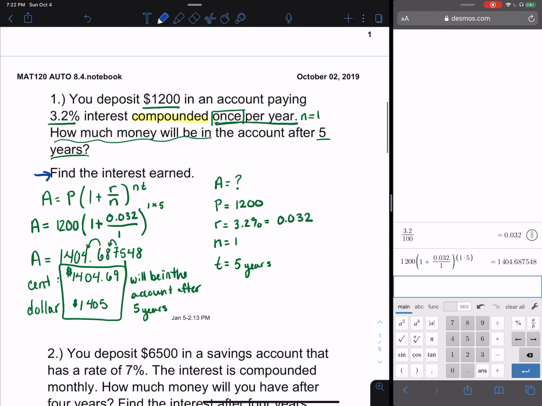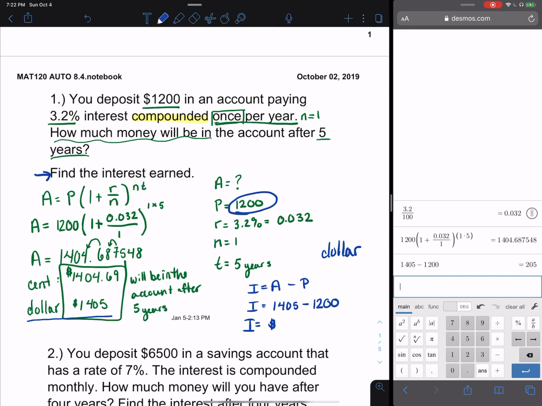So in any of our compound interest questions, when they ask us for the interest, we're going to take our future value and subtract out the principal. So let's round to the nearest dollar for this answer. So I would take the future value that I solved for, round it to the nearest dollar, the $1,405, and I would subtract out the principal from the problem, the $1,200. If I do that, 1,405 minus 1,200 tells me that the interest is $205.